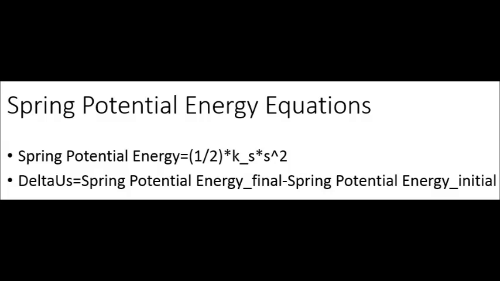Finally, we need the spring potential energy, which is 1/2 times the spring constant times s squared. The change in spring potential energy is again just final minus initial. And here it is in the code.